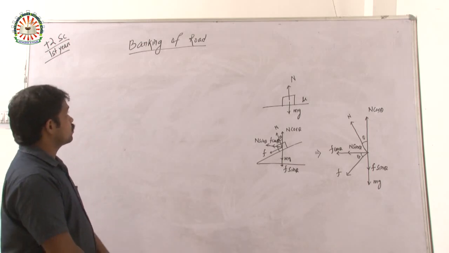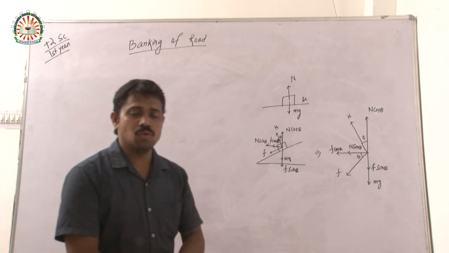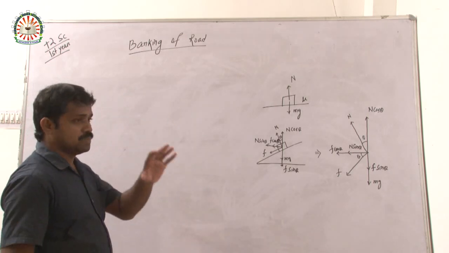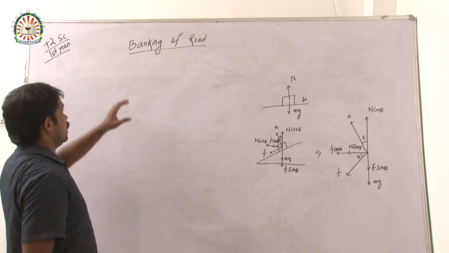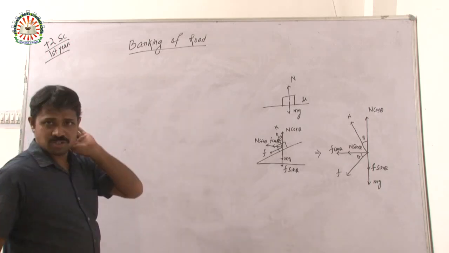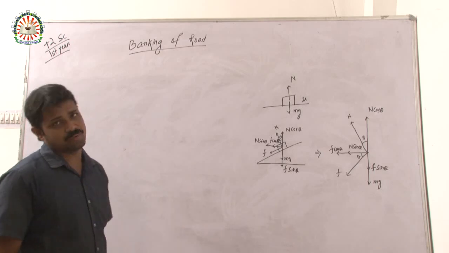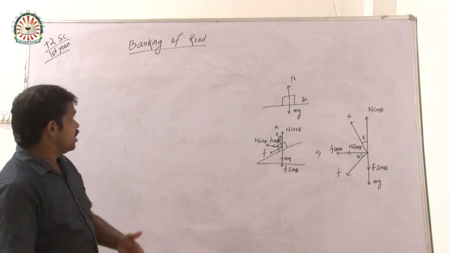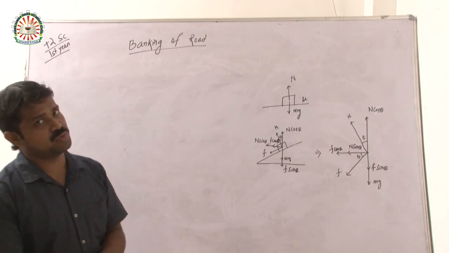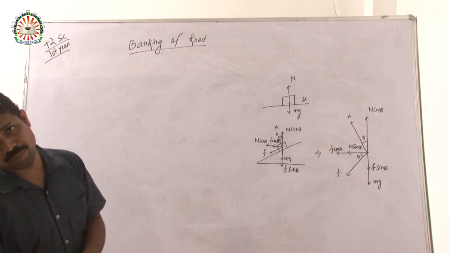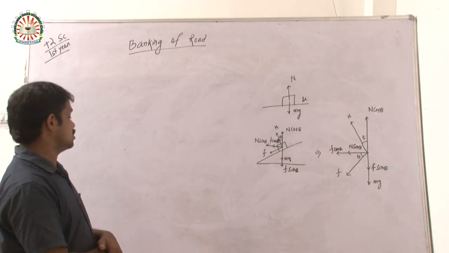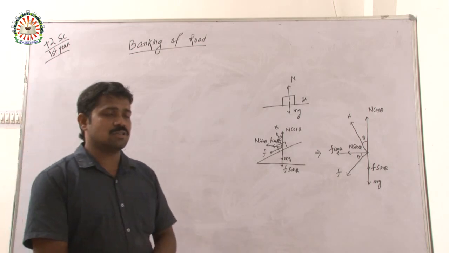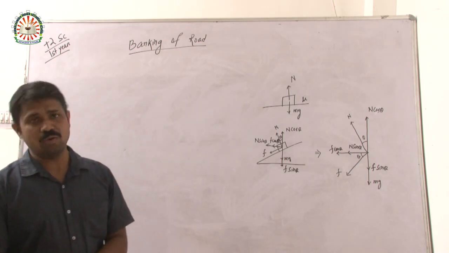Okay, so we are going through the chapter circular motion. In this chapter, let us discuss a very important and interesting topic, that is banking of road. Clear? And what is the necessity of banking of road? What is the reason behind it? Why should the roads be banked? Okay, so let us discuss these things.